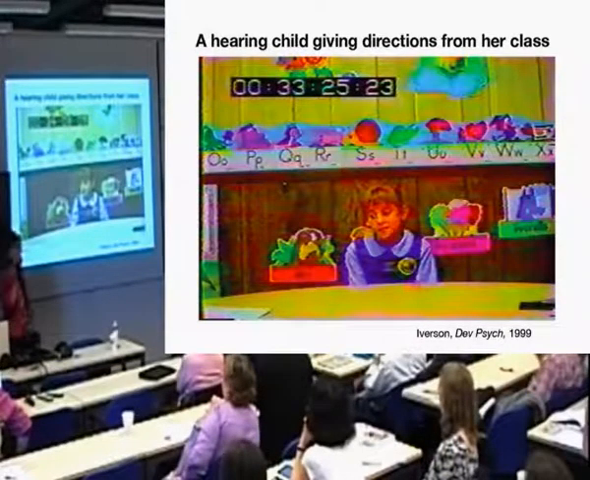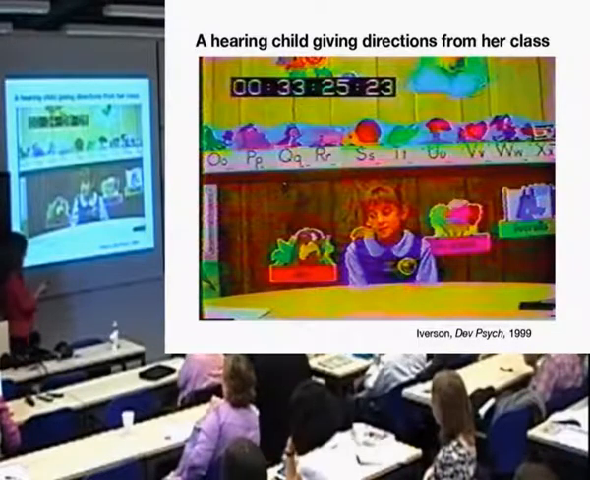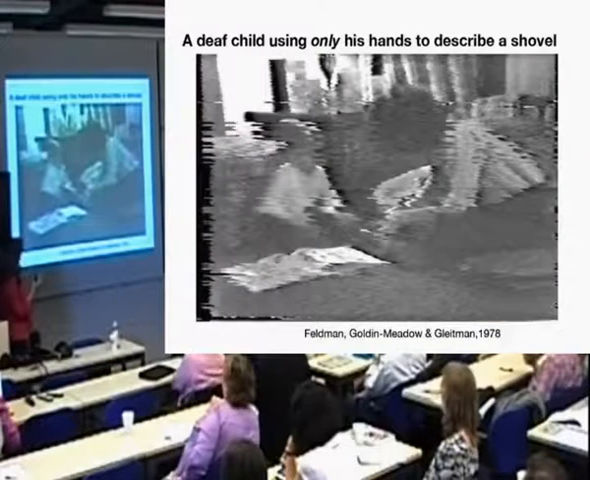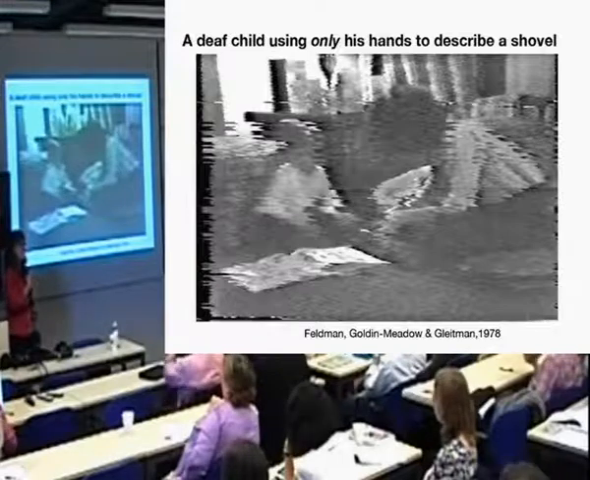Okay, good. So her gestures are like anybody else's gestures. They're pretty graphic, actually. They seem like they're pretty clear. Now I'm going to contrast her with this deaf child. He's born to hearing parents. He doesn't know sign language. He's using his gestures to communicate.